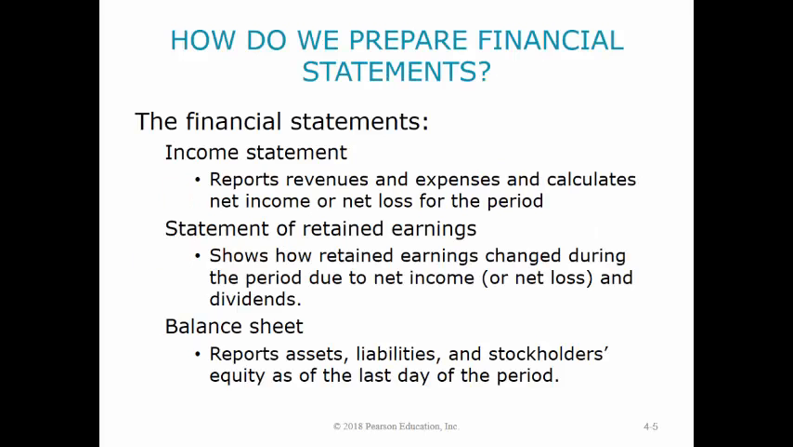After the adjusted trial balance is prepared, it is time to prepare the financial statements. The financial statements are prepared in the following order: income statement, statement of retained earnings, and then the balance sheet. The income statement reports revenues and expenses and calculates net income or net loss for the time period. The statement of retained earnings shows how retained earnings change during the period due to net income or net loss and dividends. The balance sheet reports assets, liabilities, and stockholders' equity as of the last day of the period.